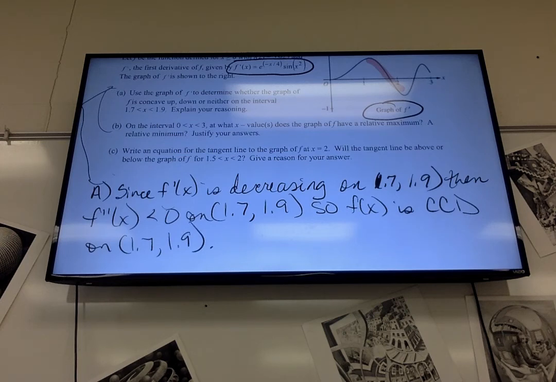Why couldn't we skip the f double prime? Why do we have to add that? Let's see. Since f prime of x is decreasing, I would say that first part would be enough.